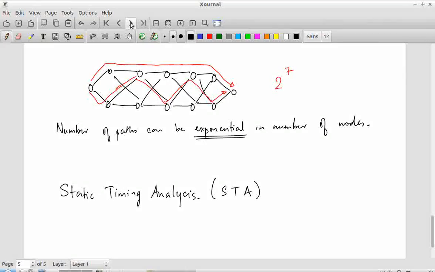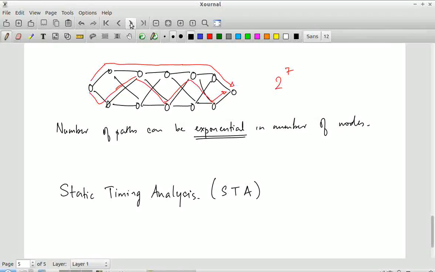Number of nodes in general. No. What I'm saying is, I'm not saying that it's exactly 2 power 14 or 2 power n, where n is the number of nodes. I'm saying it is exponentially related to n. So it's sort of like a proportionality, that's all I'm saying. 2 power something into n.